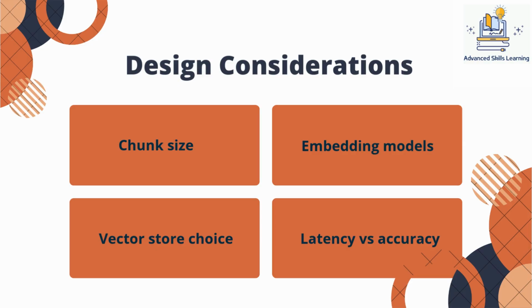However, designing a RAG system requires careful consideration. Chunk size affects retrieval quality. The choice of embedding model impacts semantic understanding. The vector database selection influences performance and scalability. And there is always a trade-off between latency and accuracy.